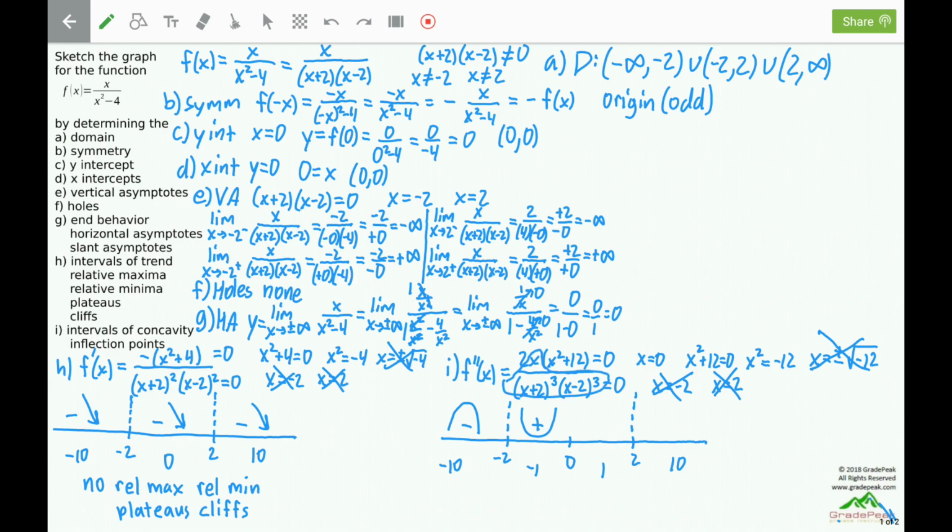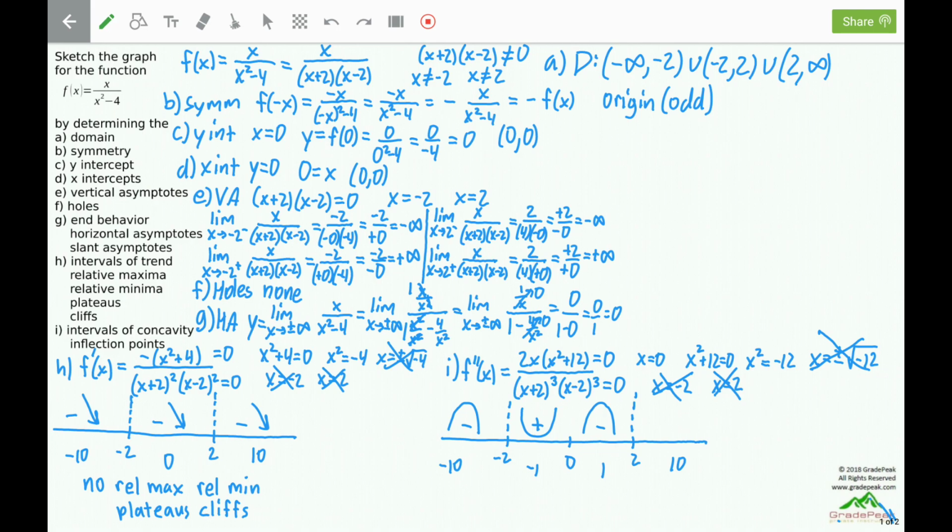Plug in the test value of positive 1 into the portion of the second derivative that matters. 1 plus 2 is positive, cubed will be positive. 1 minus 2 is negative, cubed will be negative. Positive times negative is negative. In the numerator, we have a positive 1. Positive over negative is negative. We have a negative second derivative. This corresponds to concave down.